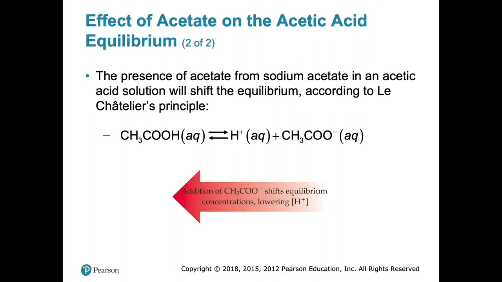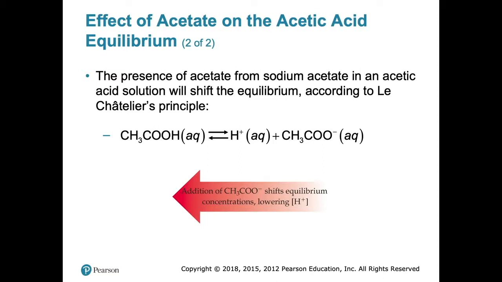The presence of acetate from sodium acetate in acetic acid will shift the equilibrium. Because remember Le Chatelier's principle, you add in some more products, it'll shift the equilibrium towards the reactants. And so here, if you add acetate, because acetate is the conjugate base and it is a product, it will shift the concentration of the acid, the protons, so that there's less protons.